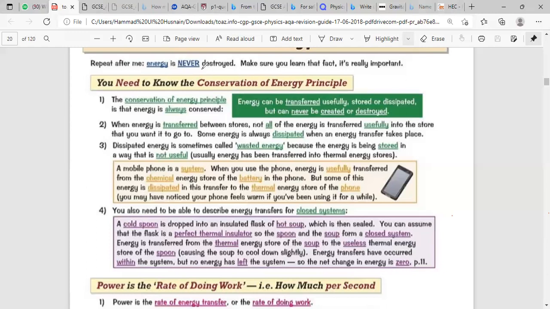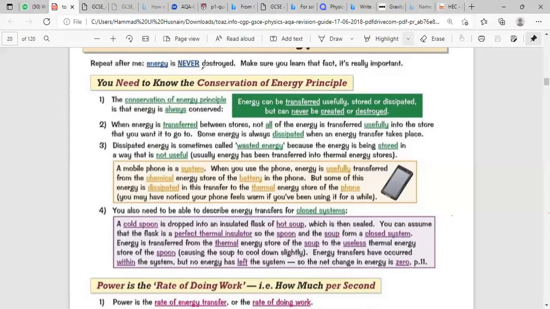So we just say that this amount of energy is lost, or dissipated, or you can say that this amount of energy is not useful to us. So is it clear to you? Yeah. Okay. When energy is transferred between the stores, not all of the energy is transferred usefully into the stores that you want it to go. Some energy is always dissipated when the energy transfer takes place. So this is what I wanted to explain to you.